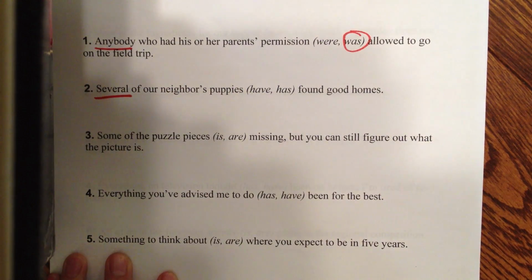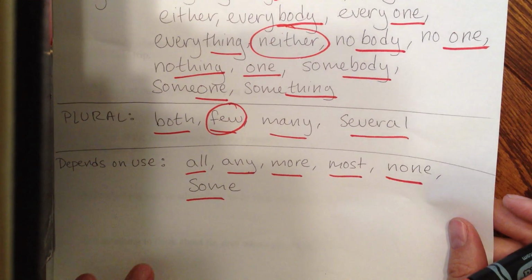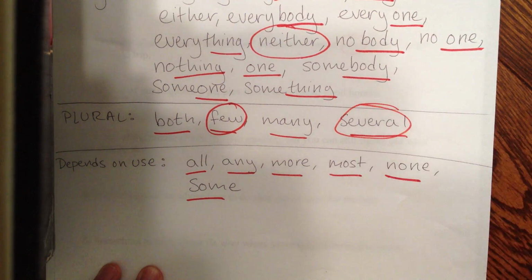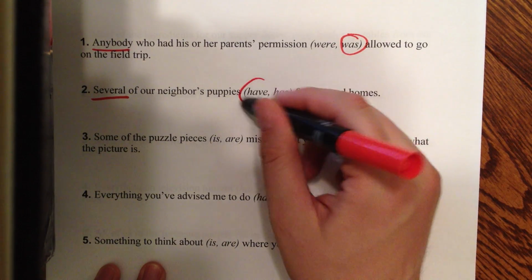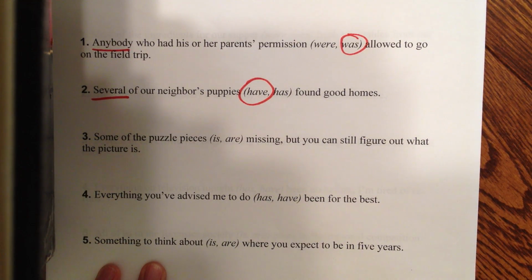Next we use the word several. Several is on the plural list. There it is, right here, several. So several means a verb without an S. Several have. Several of our neighbors' puppies have.